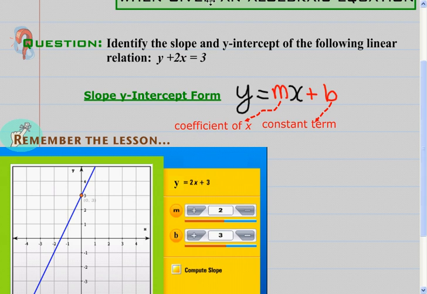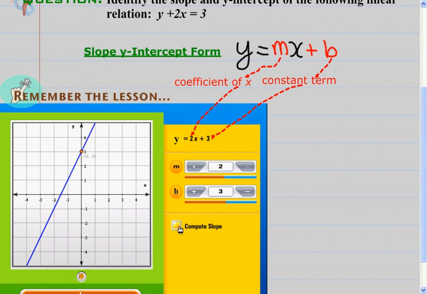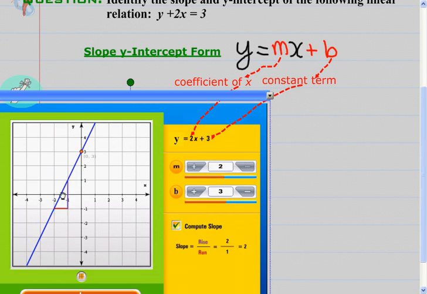Here's the equation, and we can identify the coefficient of x as being 2, and the constant term in this case is 3. And if you notice on the graph, we can use a rate triangle. Notice the rise is in purple, the rise is 2, and the run is in red, the run is 1. Rise over run is slope, 2 divided by 1 is 2. We notice the slope is just the coefficient of x in the equation in slope y-intercept form. Now to identify the y-intercept, this one's pretty easy. If we look on the graph, it's where the line crosses the y-axis. There it is at 3.